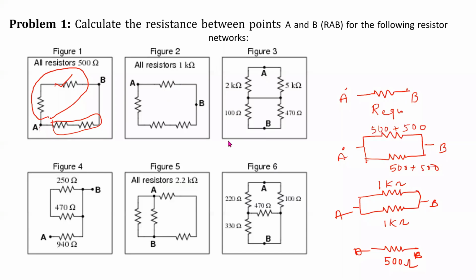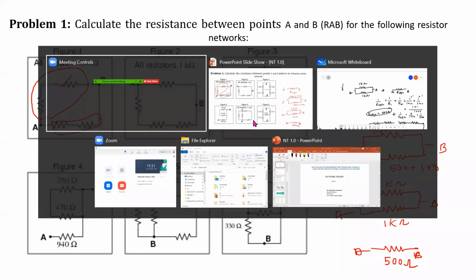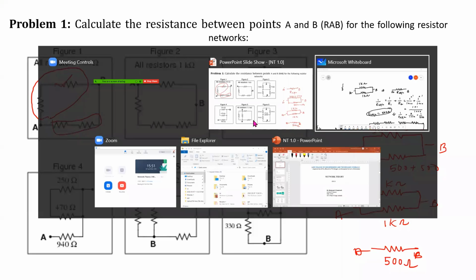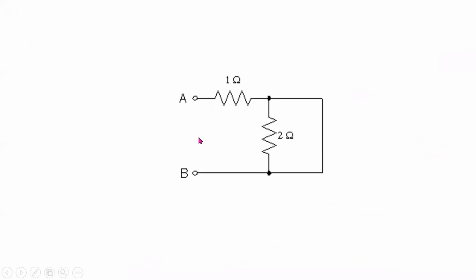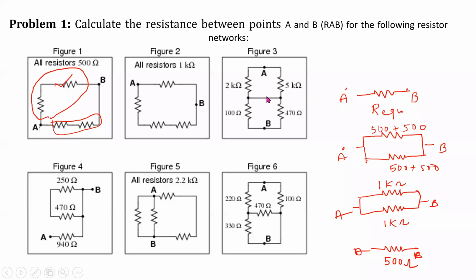As a result, we'll get 750. All right, that's good. Then what about figure number 3? What about figure number 3?